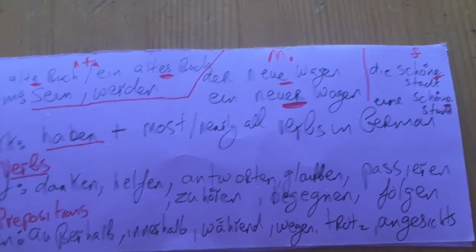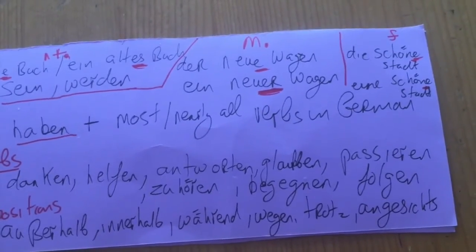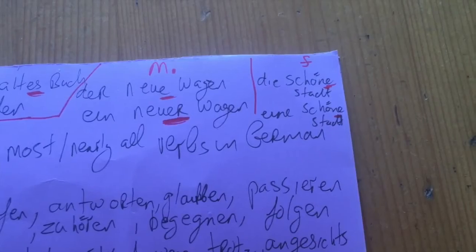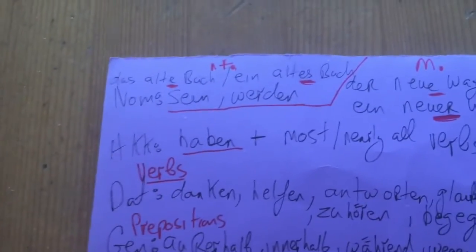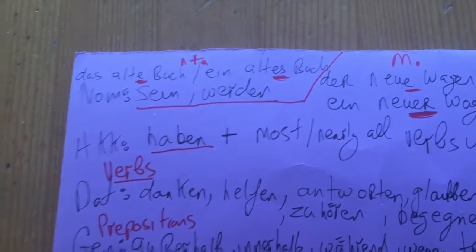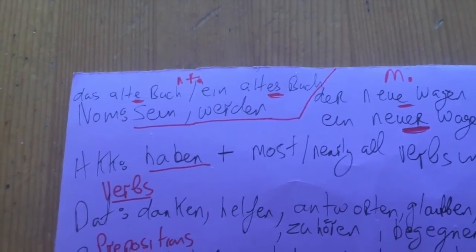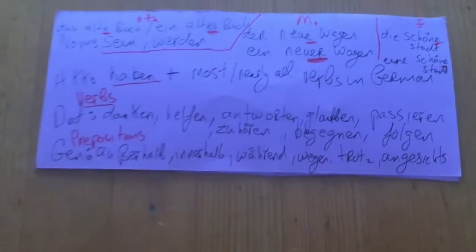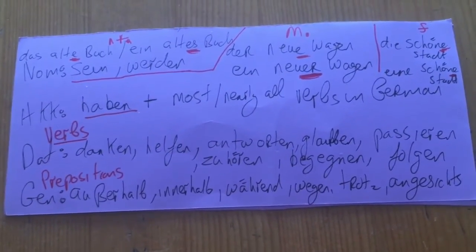So for the masculine, you have der neue Wagen, ein neuer Wagen. For the feminine, die schöne Stadt, eine schöne Stadt. And for the neuter, das alte Buch, ein altes Buch. For the accusative, students would have known that the majority of verbs take the accusative case.